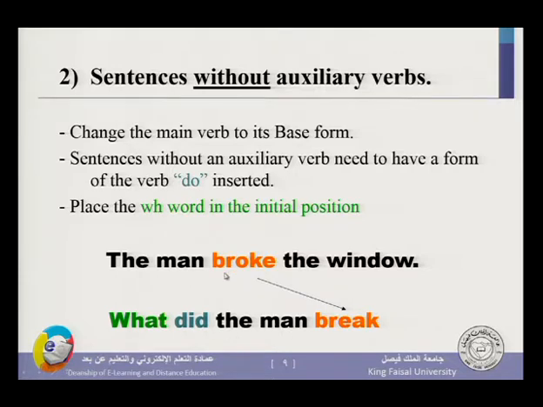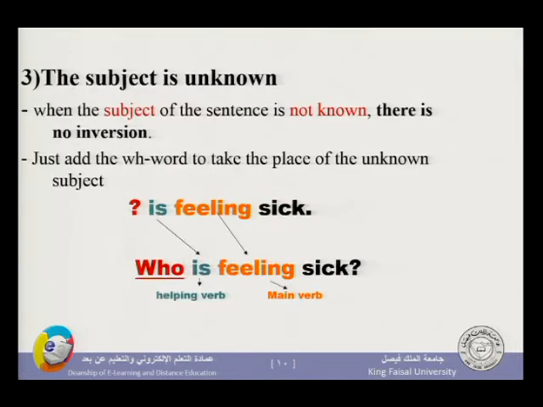Why did we use did? Because broke here is in the past simple tense, so in the question we must use did, right? And the base form of the verb. What did the man break? So generally, you must insert a helping verb in the question, and the kind of helping verb you use depends on whether there's a helping verb in the sentence or not. If there is a helping verb, use it. If there is no helping verb, you need to use a form of do, depending on the tense.